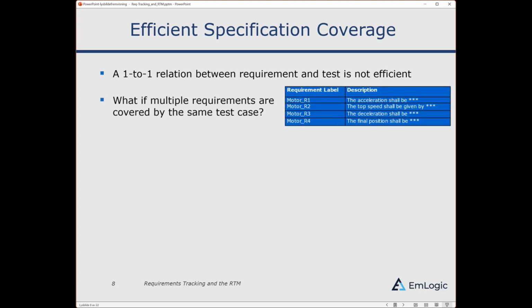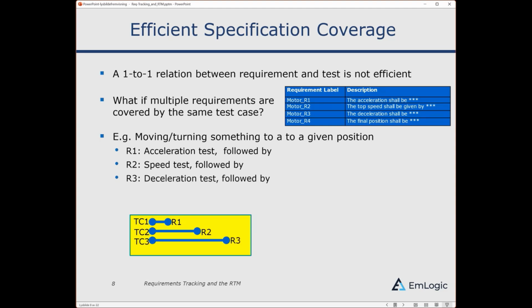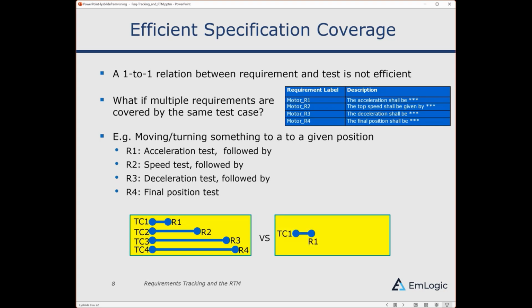Because let's again go back to this motor example. What if multiple requirements could be covered by the same test case? Well, so we could be turning something into a given position, right? The first thing we have is the acceleration requirement. And with this approach, we need to make a test for that. And then we need to make a new test for the speed requirements, a new test for the deceleration requirements, and then a new test for the final position. But that means we now have 4 different tests for these requirements.